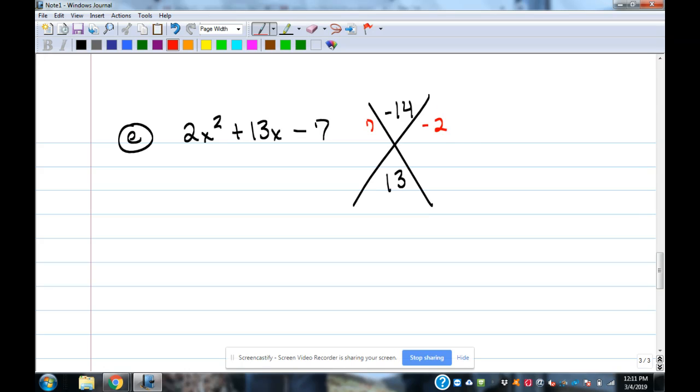Negative 2 times positive 7 would be 5, not 13, right? So we know those are out. Those are not the right ones. What other option is there to multiply to be 14?